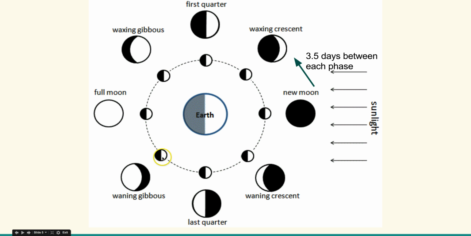Remember, we can only see the half that's facing us. So now from our perspective, it's the left-hand side that's lit up. And so here, more of the moon's surface is lit up than is in shadow. And so we get this waning gibbous phase.